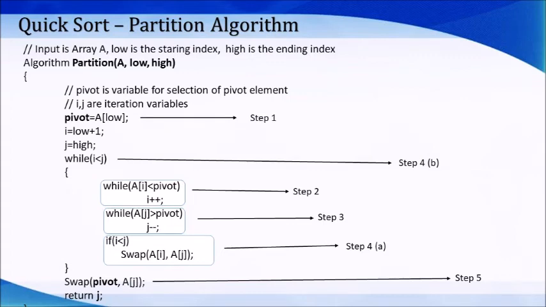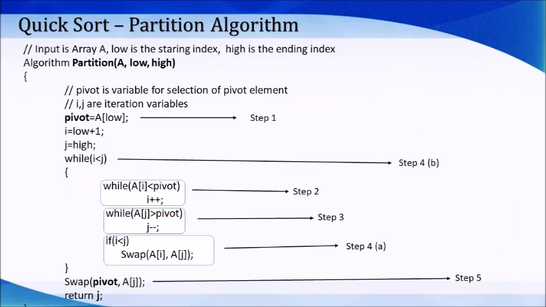Now come to the second step, the i iterator. What have we discussed? We need to compare A of i with pivot. If A of i is less than pivot, i should move to the next element. This process should continue as long as A of i is less than pivot. In case it is greater than or equal to, we need to stop. So the same thing I am repeating.